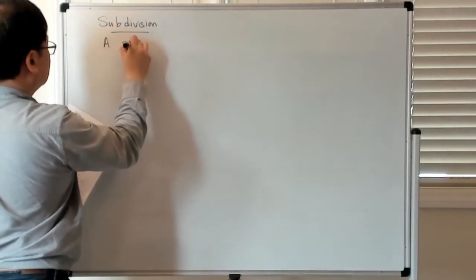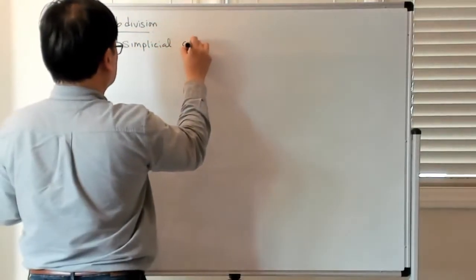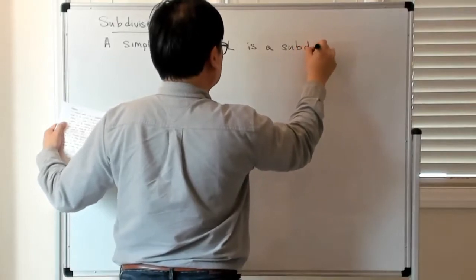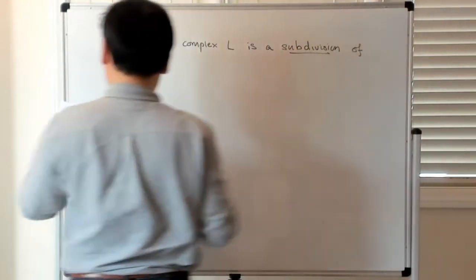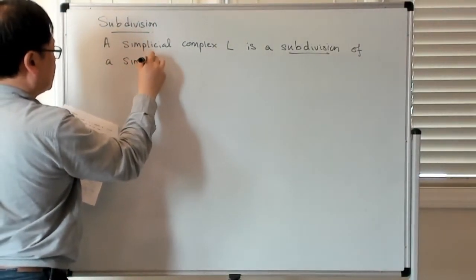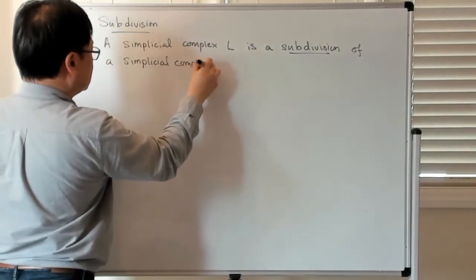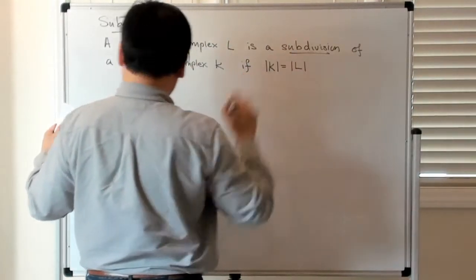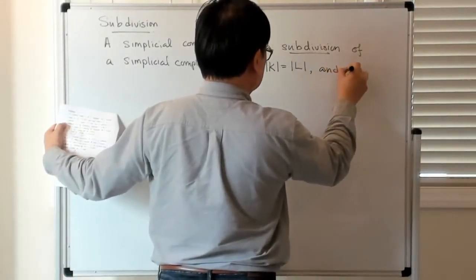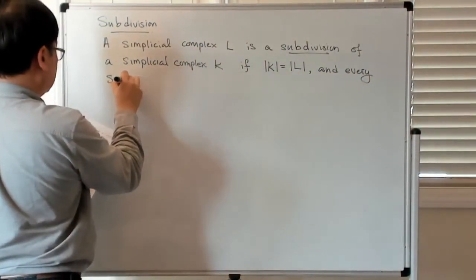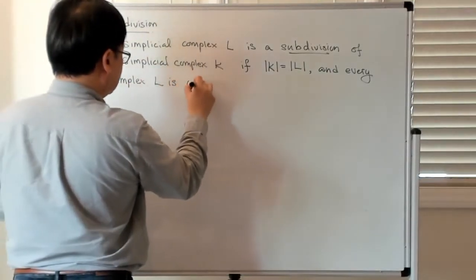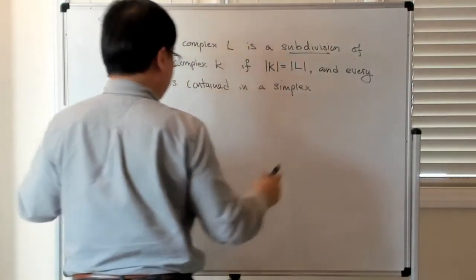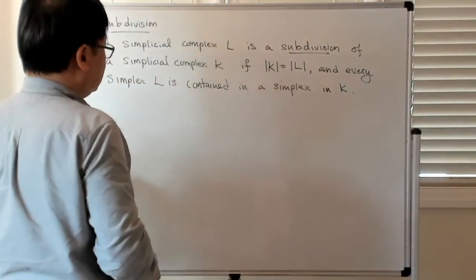So a simplicial complex L is a subdivision of another simplicial complex K if two things are true: if the underlying spaces of K and L are the same, and every simplex of L is fully contained in a simplex in K. All right, so that's basically the idea.